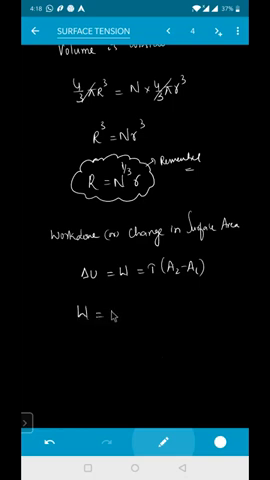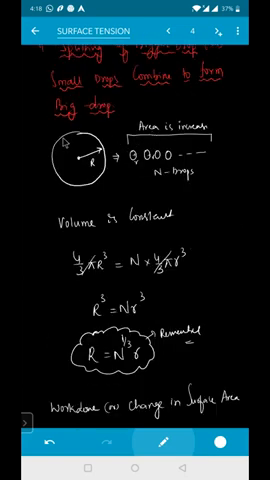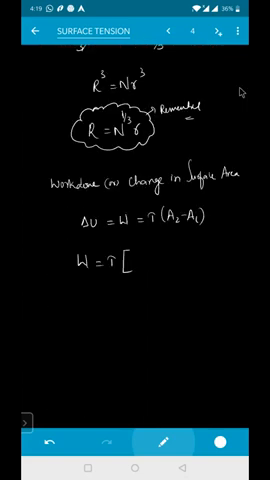So W is equal to T. What is A2? Is A2 large or is A1 large? Initial area is large or final area is large? The final area is more, na? This is your initial area. This is your final area. So how many droplets like that? It is n times of A2 minus A1.